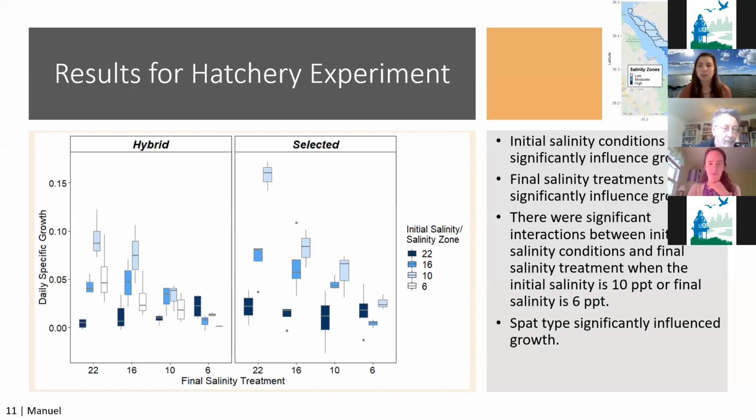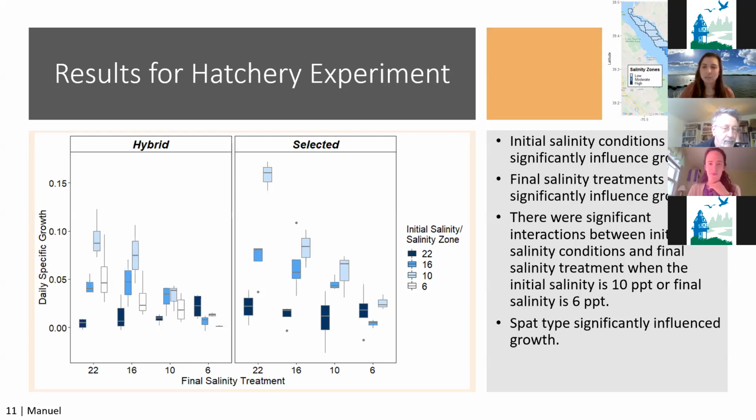So similarly to the first graph I showed, this figure has daily specific growth on the y-axis and salinity treatment on the x. It is faceted by spat type, and the colors again represent initial salinity, which you can think about as similar to salinity zone. So in the hybrid group, the final salinity treatments show similar growth in the 22 and 16 treatments, which decreased for the 10 and 6 parts per thousand treatments. In the selected group, there was a decrease in growth as salinity decreased, and in both groups across all treatments, highest growth occurred from spat which were in initial salinity 10.